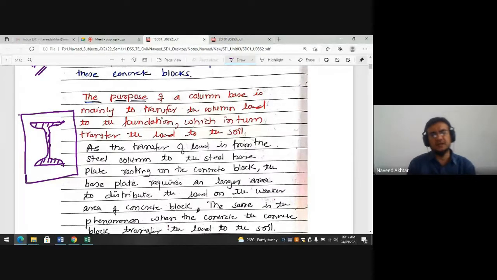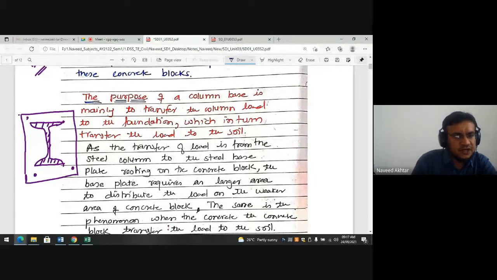Okay, and steel still has the property that its bearing strength is large and very less thickness is required. So that's why below the column this base plate is provided so that the bearing area will increase.